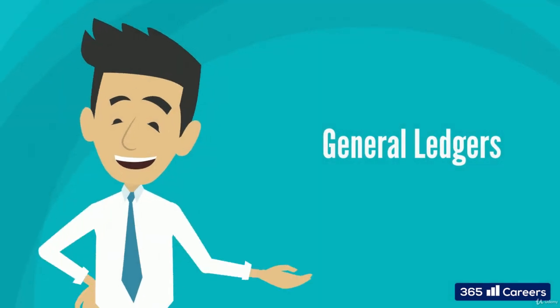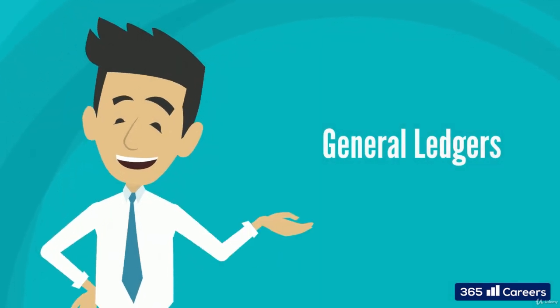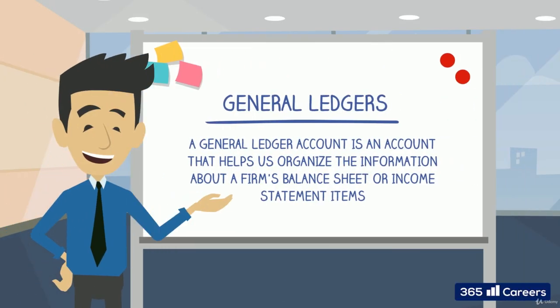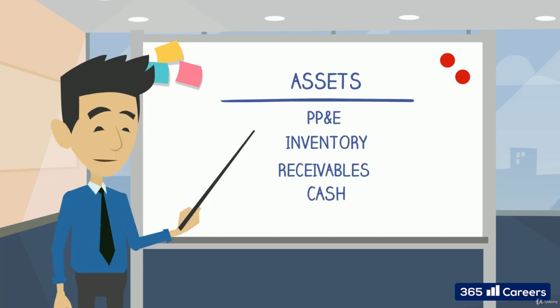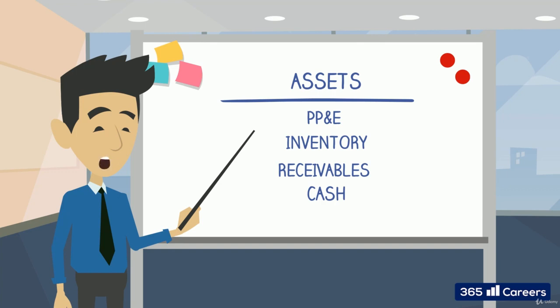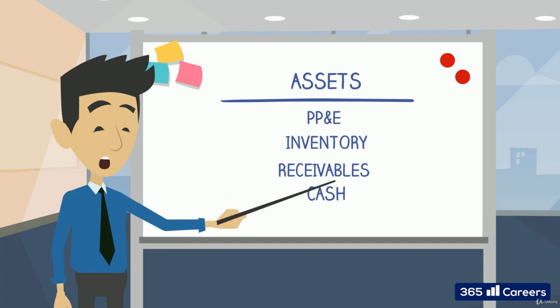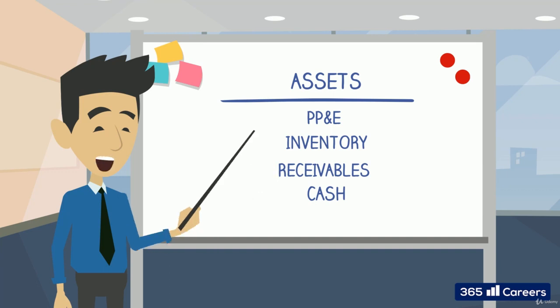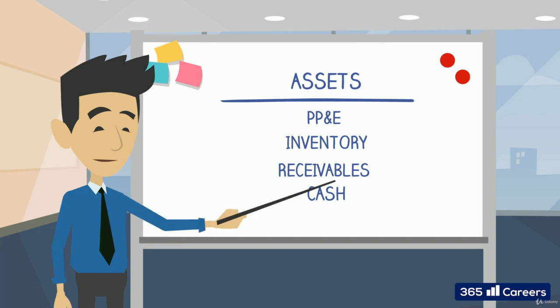Right, so let's dig into specific accounts a little deeper and learn some more about them. An important term in accounting that you will have to remember is general ledger. A general ledger account is an account that helps us organize information about a firm's balance sheet or income statement items. For example, a firm will have the following general ledger accounts on the asset side: cash, accounts receivable, inventory, property, plant, and equipment, and so on. These are the same items that we have discussed in our previous lesson.